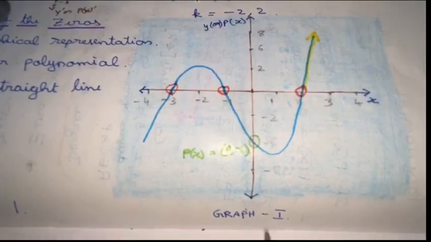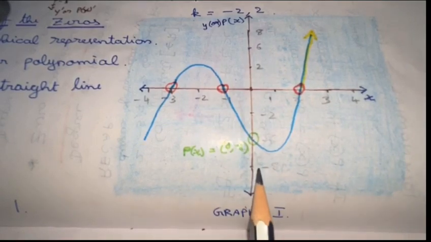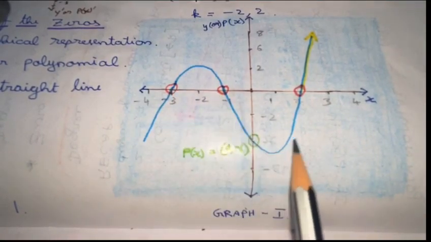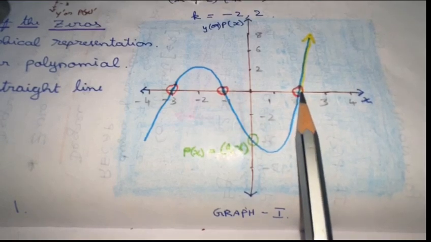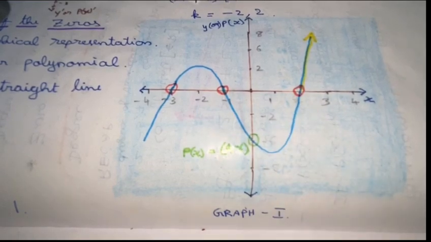Look at the graph. The graph is intersecting the x-axis at 3 points. Hence, the number of zeros of this polynomial is 3. In the next video, we will see zeros of quadratic and cubic polynomials in detail with their corresponding graphs.